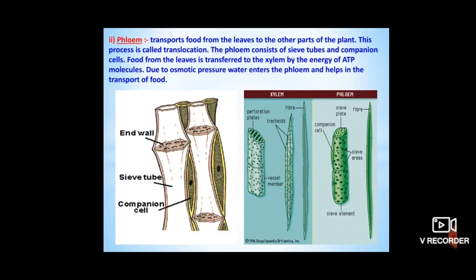And one more thing, dear children, in the xylem, the water and minerals are transported because of transpiration. If the rate of transpiration is more, the absorption of water molecules is also more in the xylem. But in the phloem, the food is transferred to all the parts of the body. For that purpose, the phloem requires energy in the form of ATP. So this is the complete information about how the process of transportation takes place in plants.